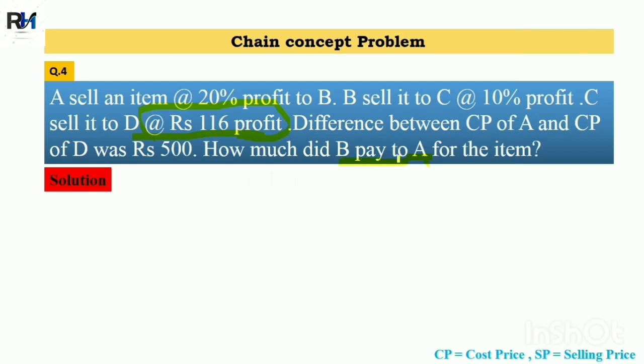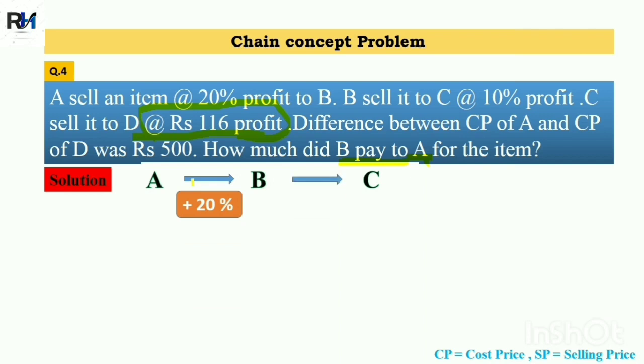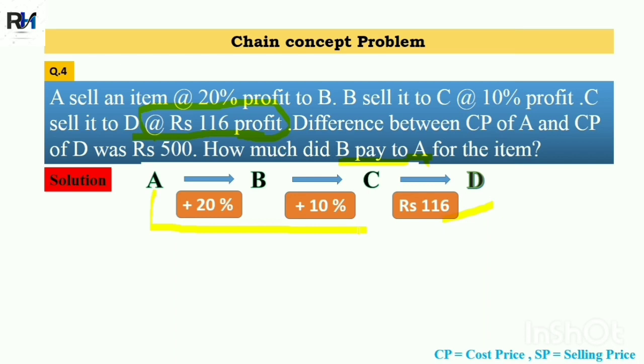So for our first step we have to represent the persons in this transaction, that is A, B, C. Firstly we have to represent only 3. So A sells it to B at 20% profit, B to C at 10% profit, then C to D not at a percentage but in terms of amount, that is rupees 116. Okay, so to solve this problem we have to simply apply the concept of effective percentage.